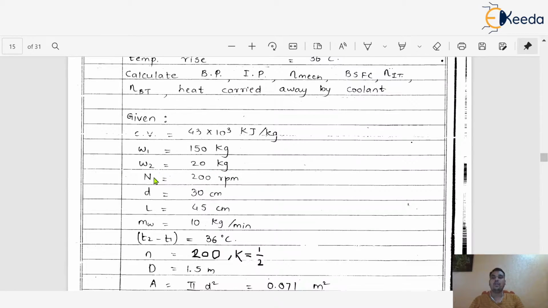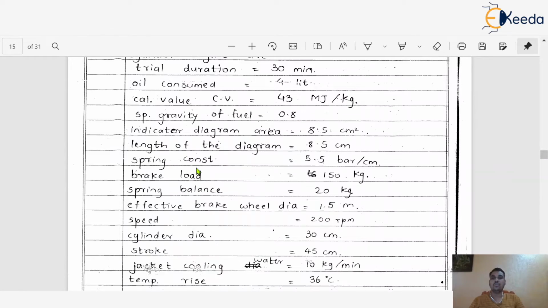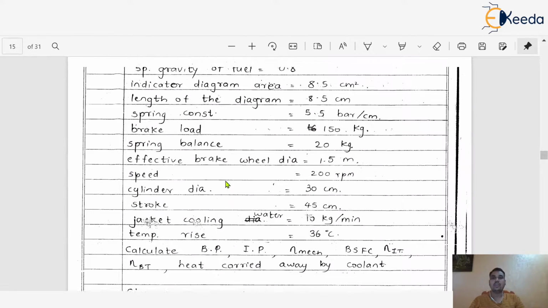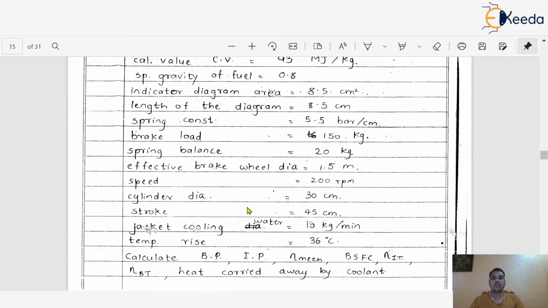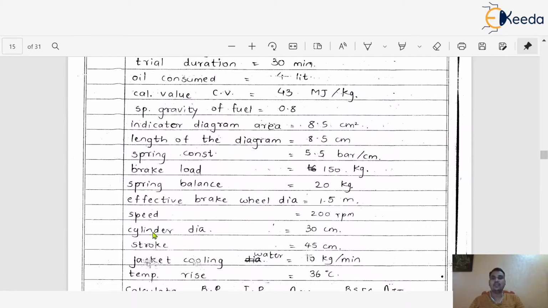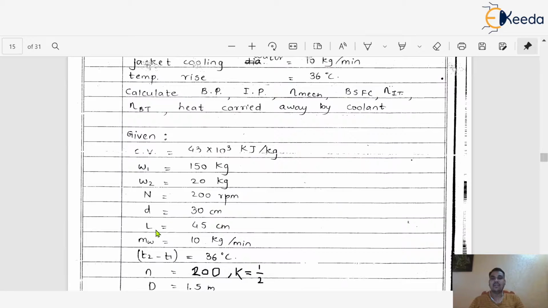Also the speed of the engine is given, that is 200 rpm. Let us consider capital N for the speed of the engine, that is 200 rpm. The diameter of the cylinder is also given, that is 30 centimeter. After that the stroke length is also given, that is 45 centimeter. So write this in the given data.